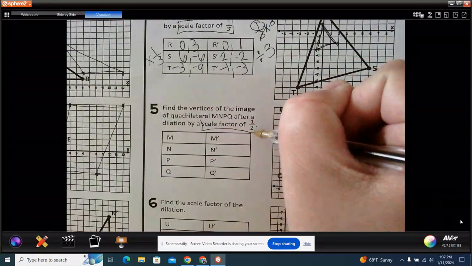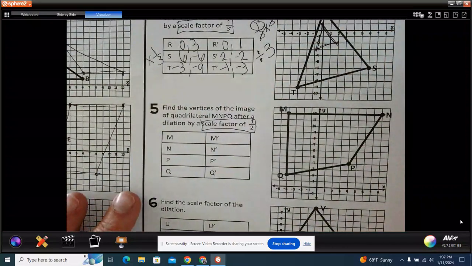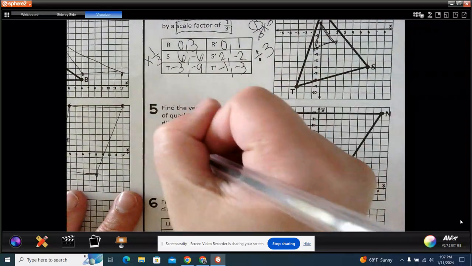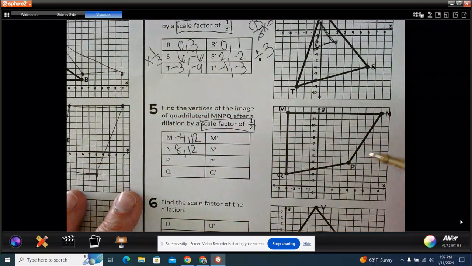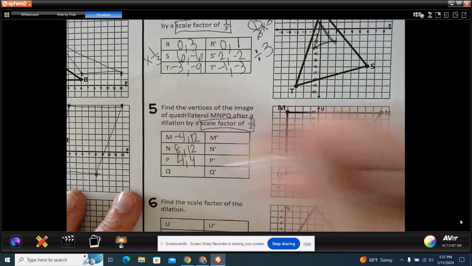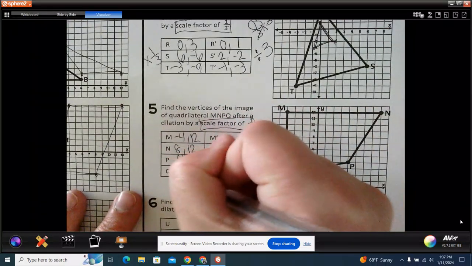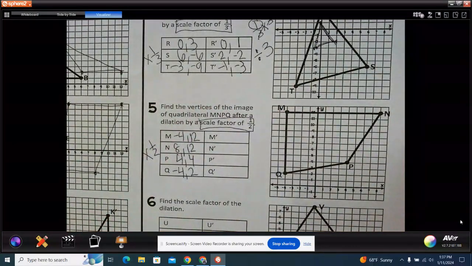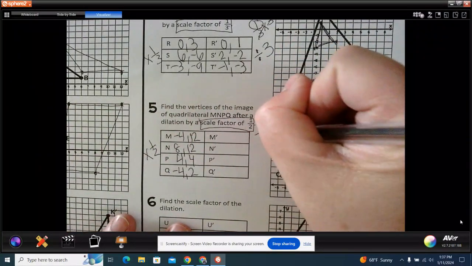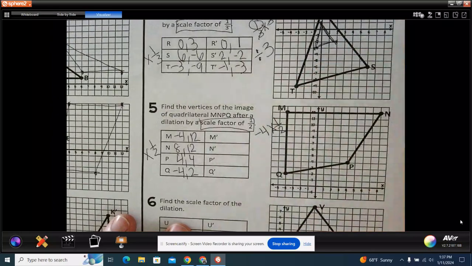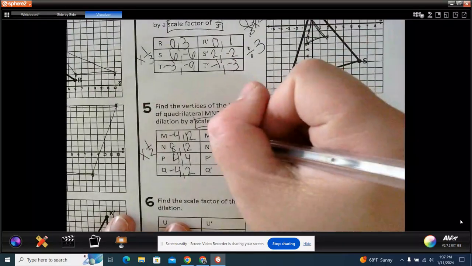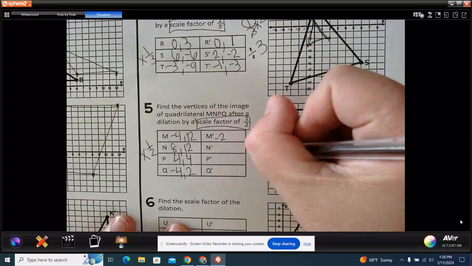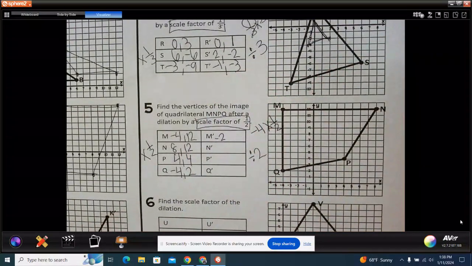Next one, we have a scale factor of 1/2. So M is at negative 4, 12. N is at 8, 12. P is at 4, 4. And Q is at negative 4, 2. So again, scale factor of 1/2. We're going to times everything by 1/2. So negative 4 times 1/2 will turn out to be negative 2. And just like above, when I'm halving something, that's the same thing as saying divide by 2.